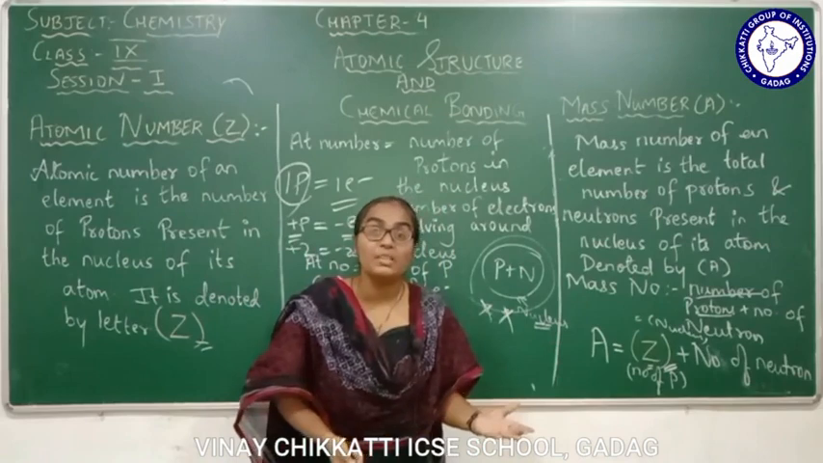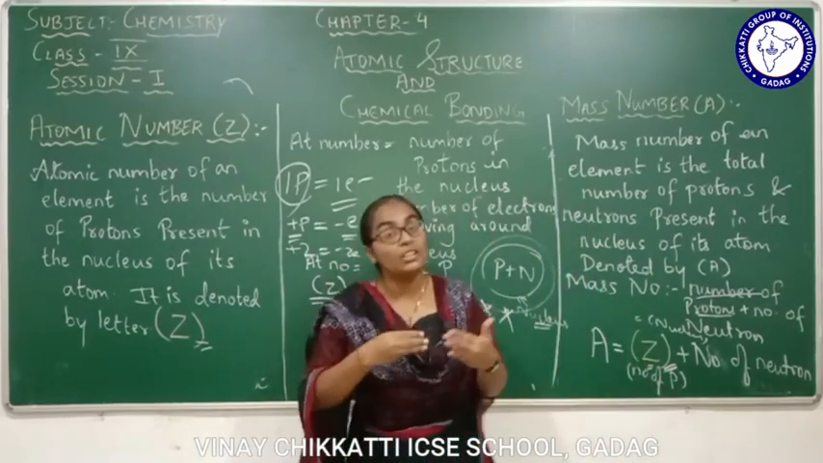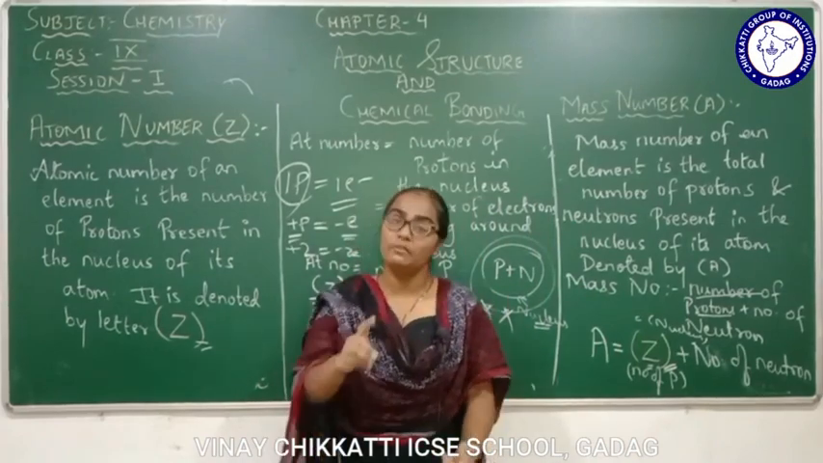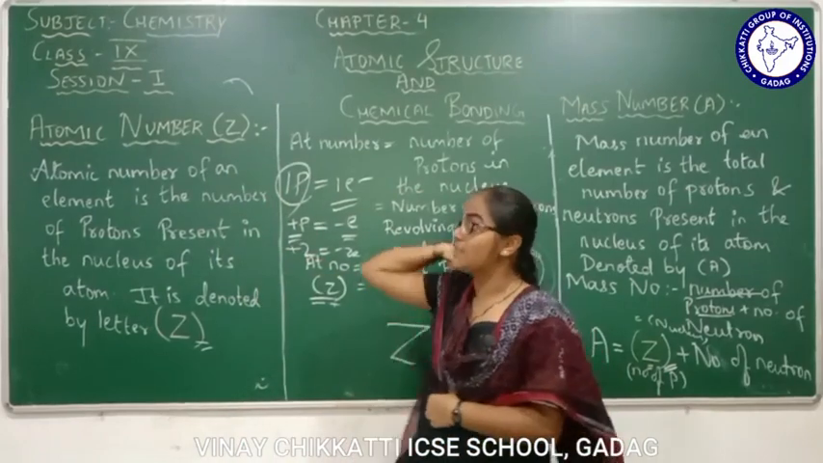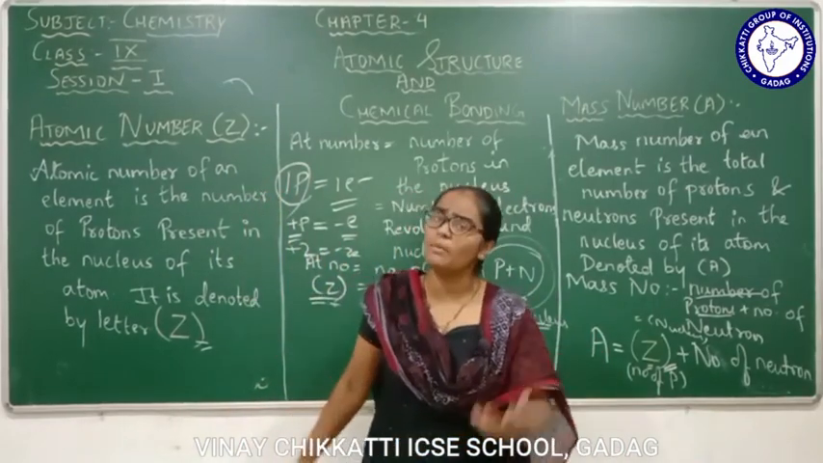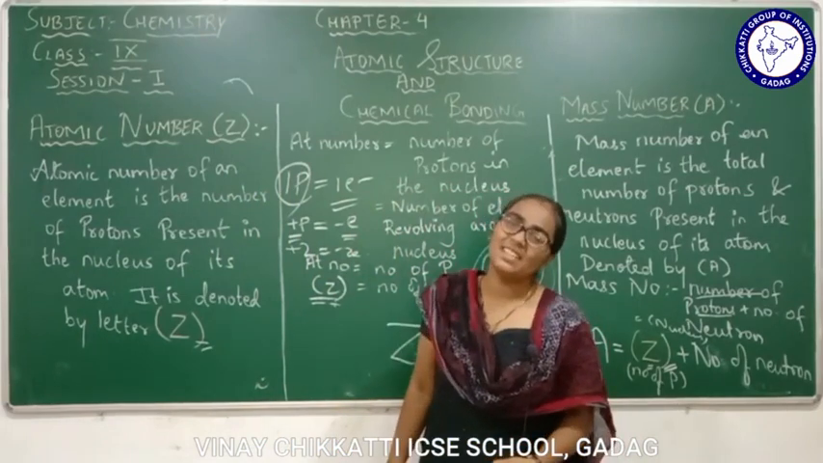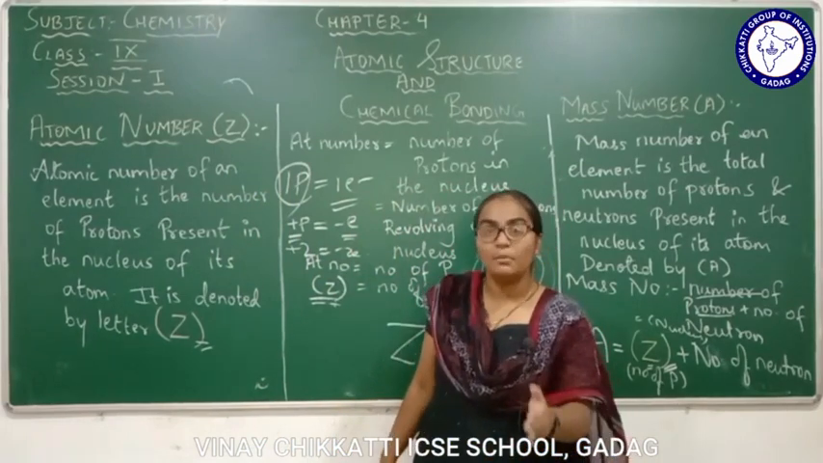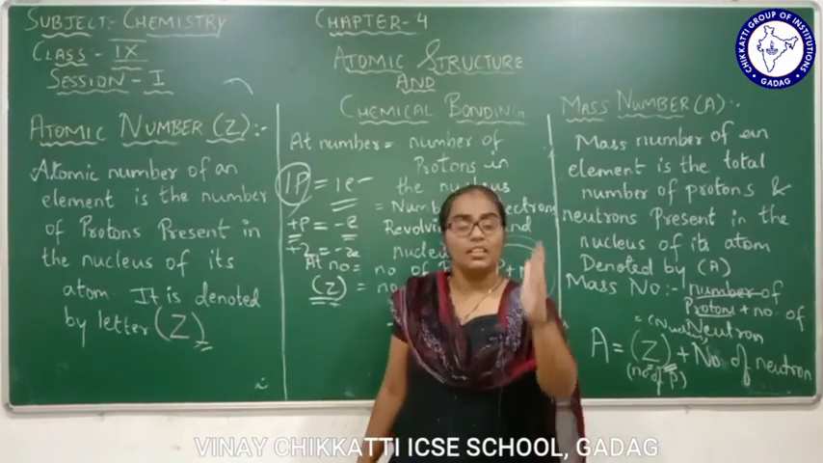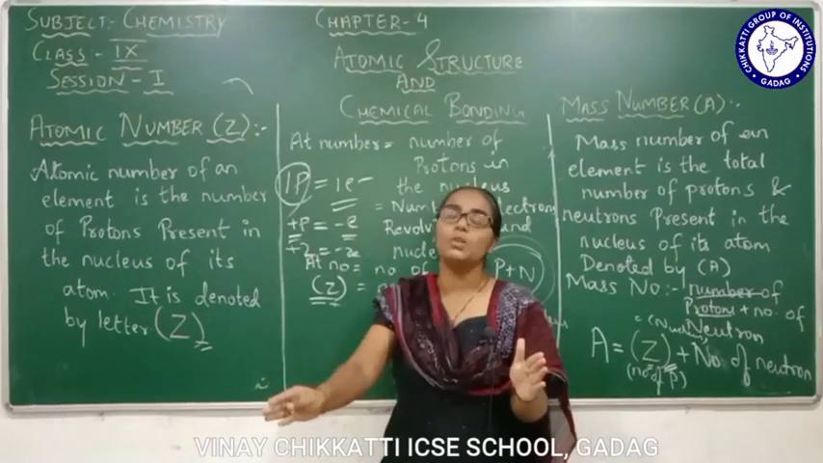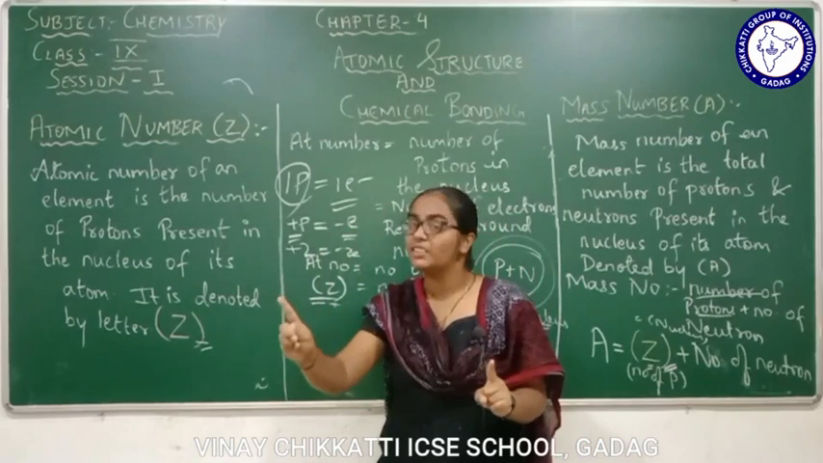And the number of protons means what? It's nothing but Z, the atomic number, right? So these two are correlated. Never get confused between these two. The first one is atomic number, which has to be denoted by the symbol Z. And what is atomic number? Atomic number is the number of protons present inside the nucleus, or the number of electrons revolving around the nucleus. Why? Because you know that the number of protons should be exactly equal to the number of electrons. If one positive charge is there, one negative charge should be there.